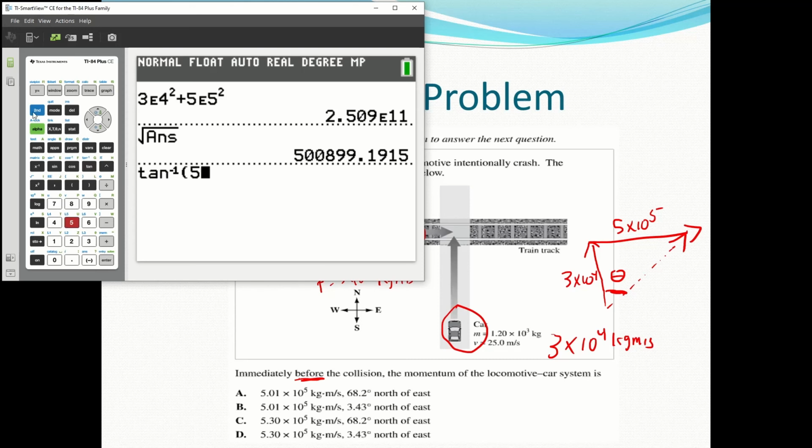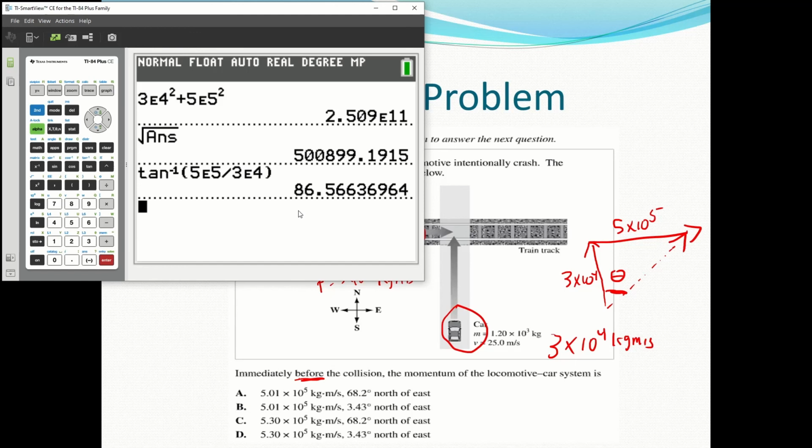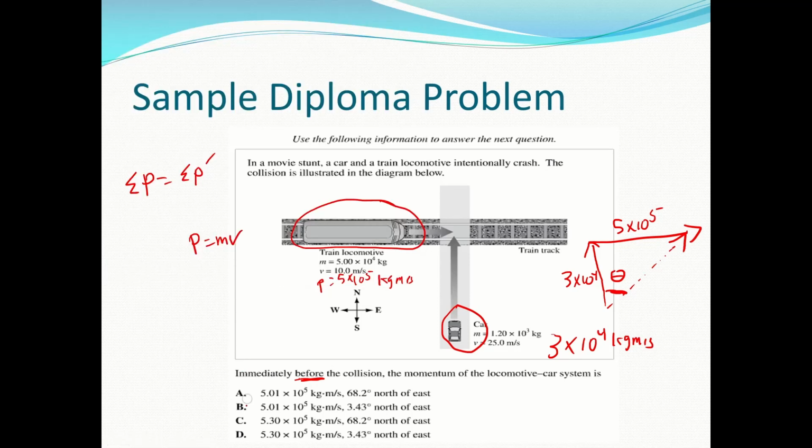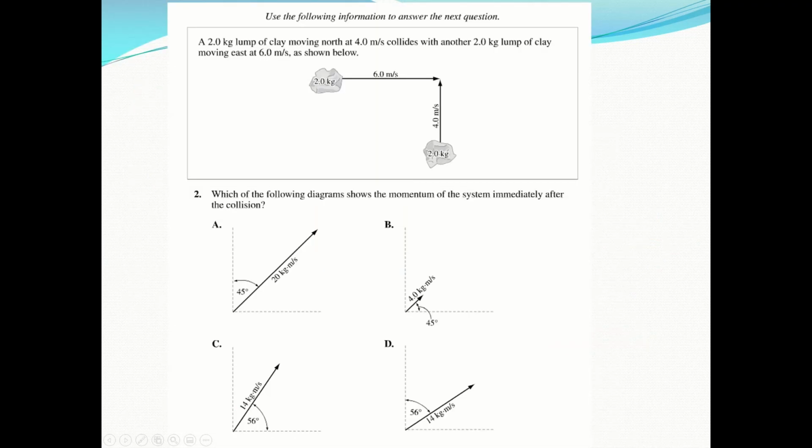So tan negative 1, 5 times 10 to the 5, divided by 3 times 10 to the 4. And, oh no, 86.56, that's not one of the answers down there, but no fear, just go 90 minus, because we found the opposite angle. So just go 90 minus your angle. And the one that I found was going to be east of north. Well, now it becomes north of east, 3.43. We got it. We got the correct answer. So the correct answer to this one is B.